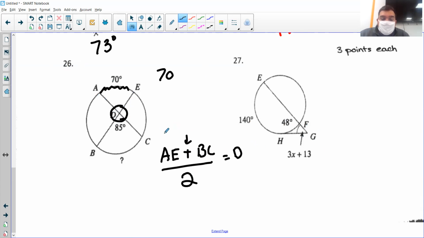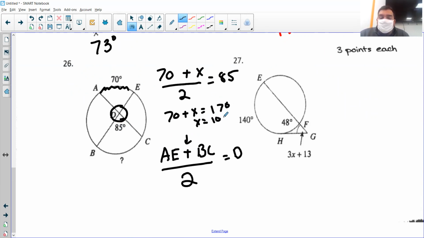So 70 degrees plus BC. Do we know what BC is? No, so we'll just put an X. They are not equal to each other. That's the most important part. But the average of them equals 85, the inside angle. Times 2, 70 plus X equals 170. Subtract 70 on both sides. X equals 100.